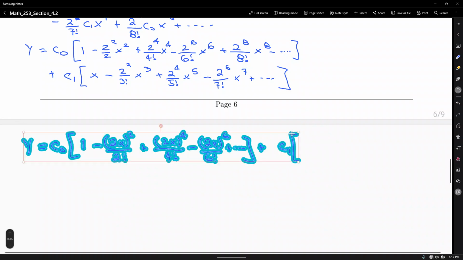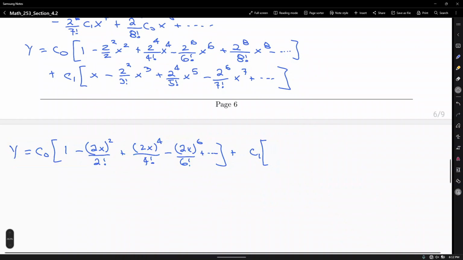So number one, let me make this a little smaller maybe, and this will be x, plus, hold on, wait, 2 squared x to the third divided by 3 factorial, plus, oh wait, that's minus, and then plus 2 to the fourth over, no, 5 factorial, x to the fifth power, minus 2 to the 6 over 7 factorial, x to the 7, plus dot dot dot.